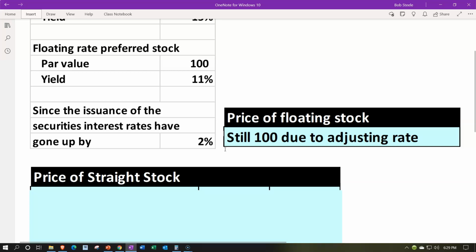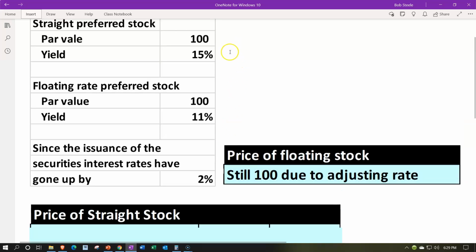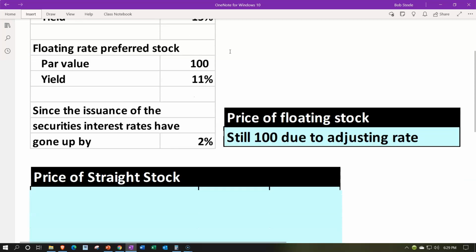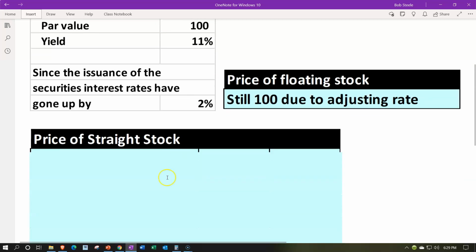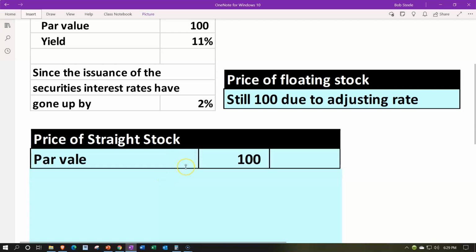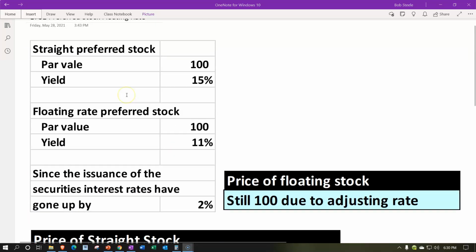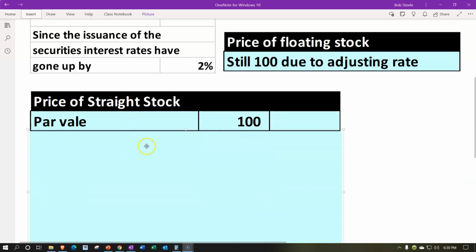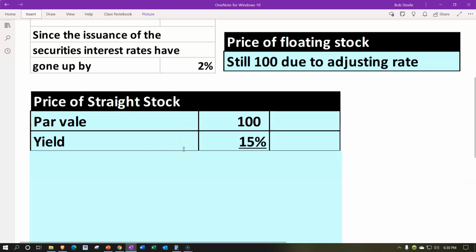If we look at the price of the straight stock, then it's still going to be at that 15% yield, but now we have a difference in the market for the 2% difference. So how can we take that into consideration with the par value, which is spelled wrong? Par value is going to be the 100. It's spelled wrong up top there as well. That's okay. We know what it means. So 100, and then the yield is going to be the 15%.